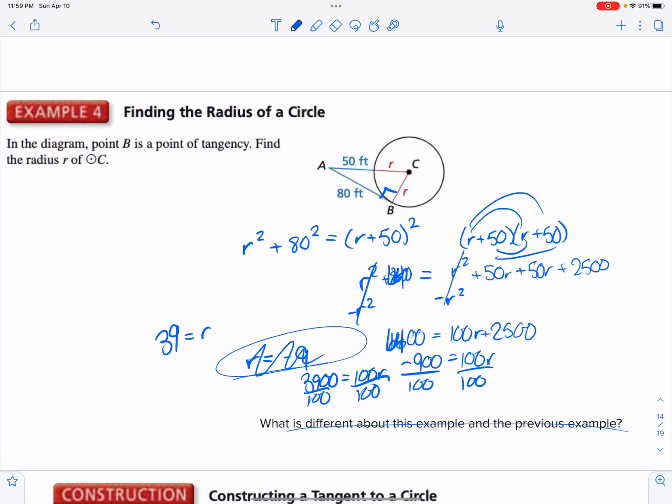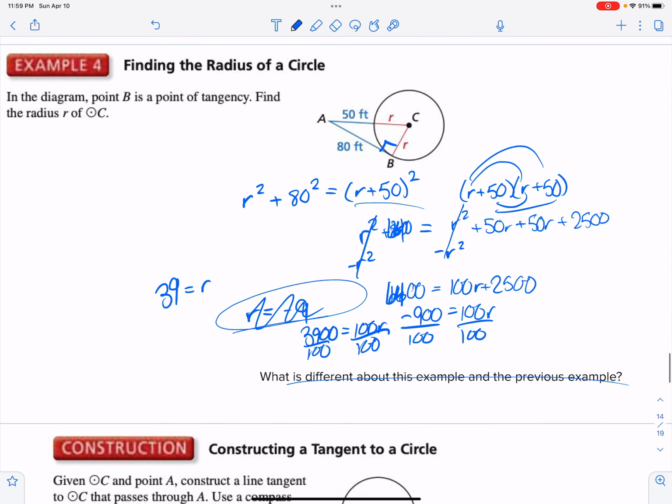So big question here, what's the difference about this example and the previous one? Make sure we FOIL that out. And again, double check your numbers because even myself, I make those mistakes.